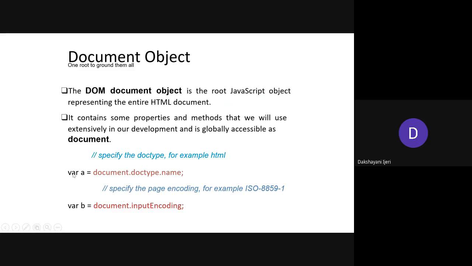You can see here we have created a as a variable, but of what type? The name of the object is document.doctype.name. So this is going to create the document object which is going to point to the root of the HTML page. Okay, so one more example is document.inputEncoding. If you want to point it for the encoding part which you have used in the meta element at the head section, you are going to point it as document.inputEncoding.